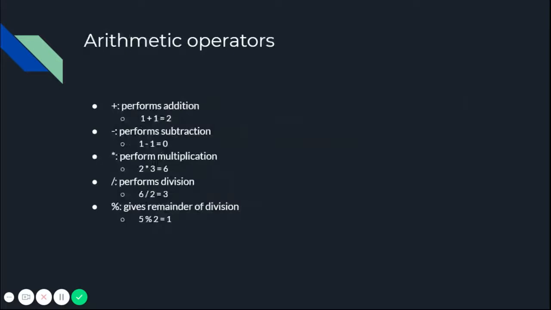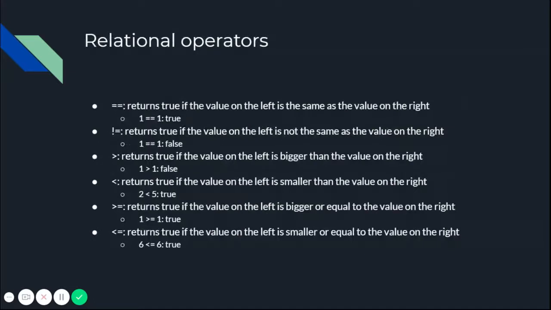There are 5 different arithmetic operators in JavaScript: plus, minus, asterisk, forward slash, and percentage sign, meaning add, subtract, multiply, divide, and get remainder of accordingly. We also have 6 different relational operators.